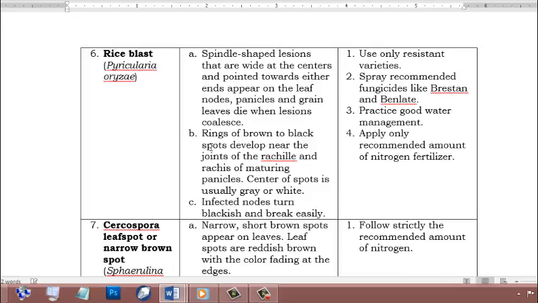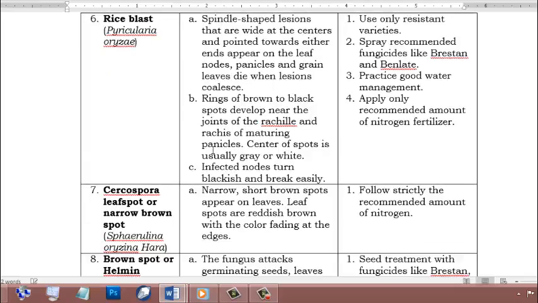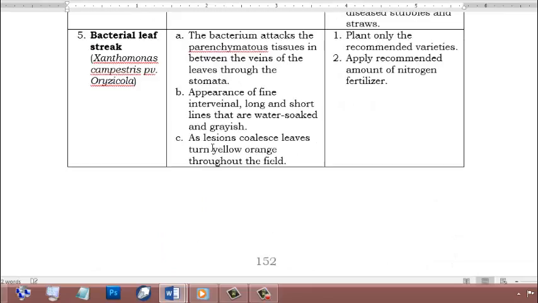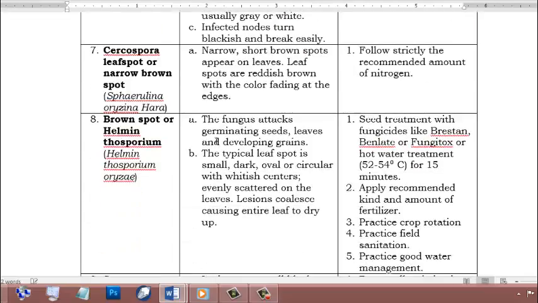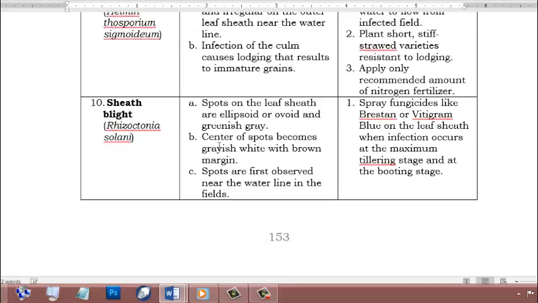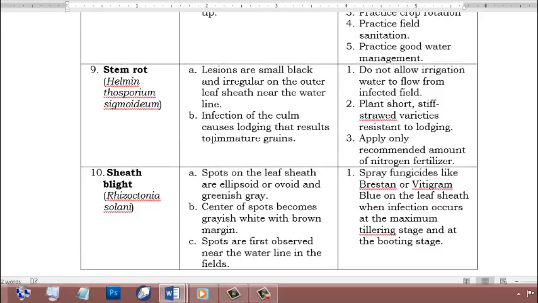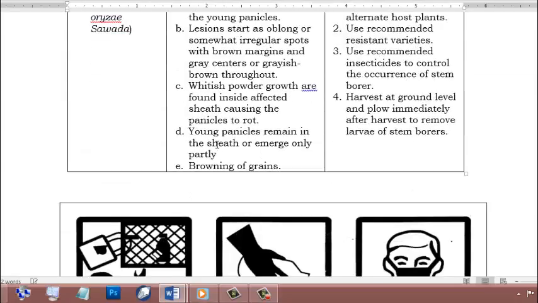So slowly I'm scrolling my screen so that you can see, copy if you want to copy, read it again if you want to read it again, so that you will learn more about these diseases that can be found or occur in the rice production process. There are a lot of them, but not a lot of them can appear in one session. What is enumerated here are all of them that can be found in rice farm, in rice production.